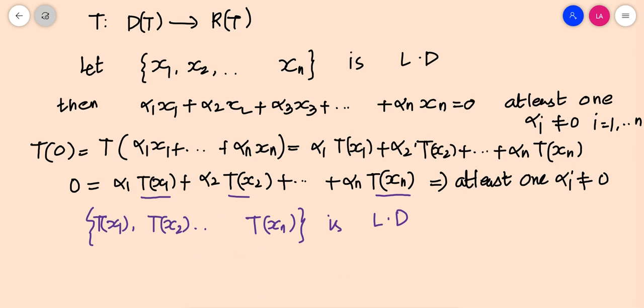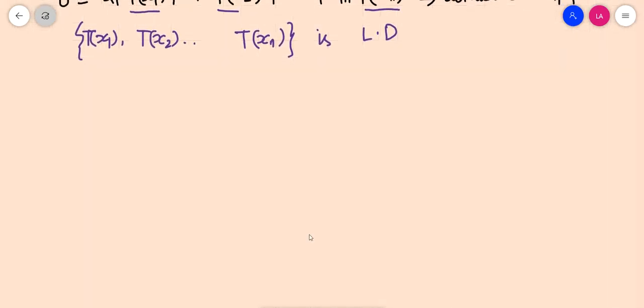Now let's move on to some other classes of properties. So now we move on to the inverse operators: the inverse of a linear operator.